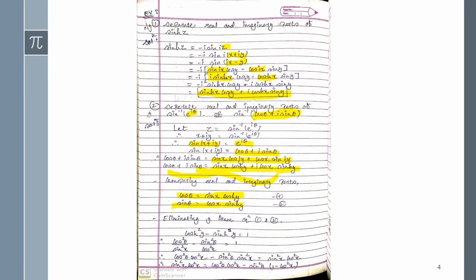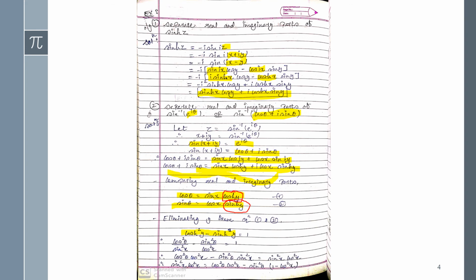For that I am using one identity for the hyperbolic function, and I have written it here: cosh square minus sinh square equals 1. Here I am making cosh y the subject, and also making sinh y the subject, using cos square theta upon sin square x, and sin square x upon cos square x. Let me highlight this one.